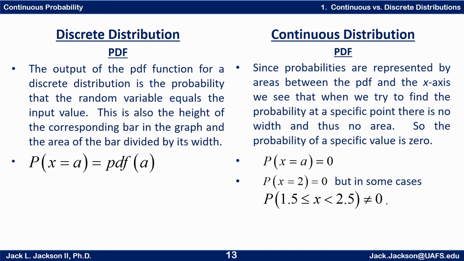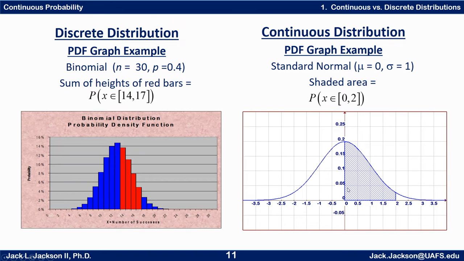Now, we get something weird that happens for the continuous case. Since probabilities are represented by areas between the PDF and the x-axis, let's look back at this picture here. Again, we're looking at this area. Well, what would happen if I did this not from 0 to 2, but from 1.5 to 2? Well, it'd be a little area here. Well, what if I did 1.9 to 2, a little sliver of an area? The probability would be getting smaller and smaller and smaller. So what happens if I try to get it exactly equal to 2?